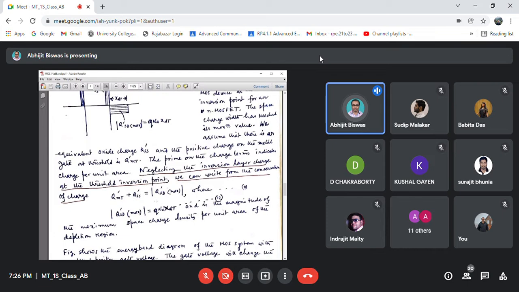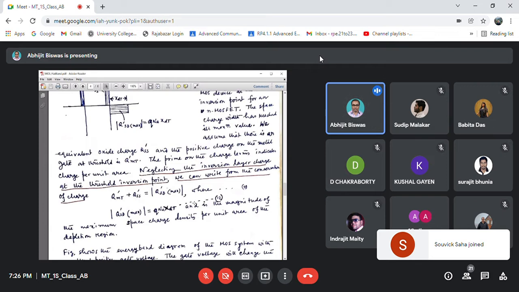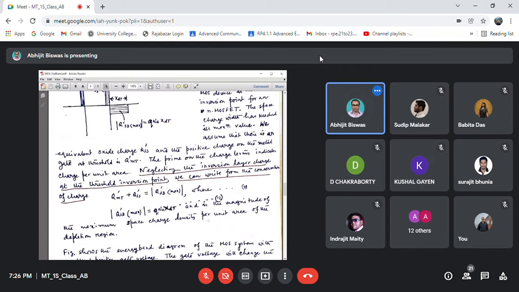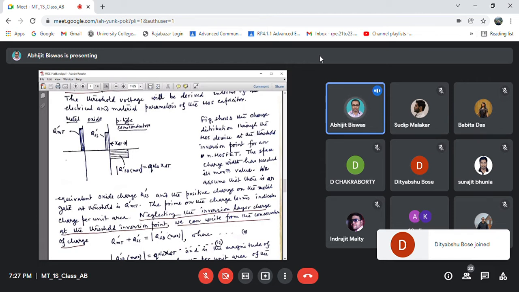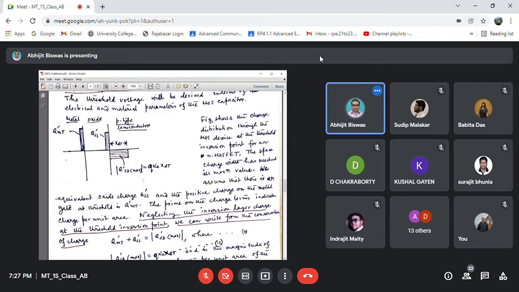So here we have neglected the inversion layer charges because at the threshold inversion point, the inversion charge density is much less. So therefore, we are not taking into account the inversion charge density. We consider only three charges which are available on the gate, in the oxide interface, and at this channel, within the channel, in the vicinity of the interface.